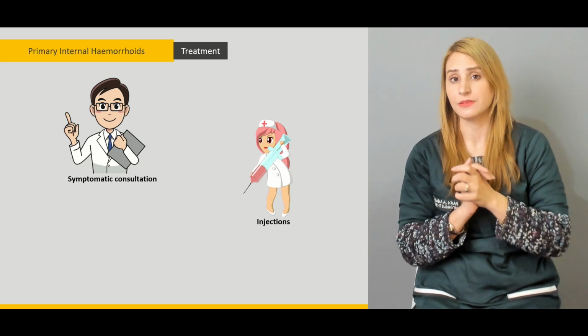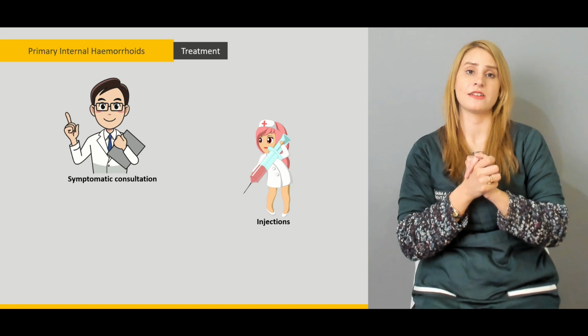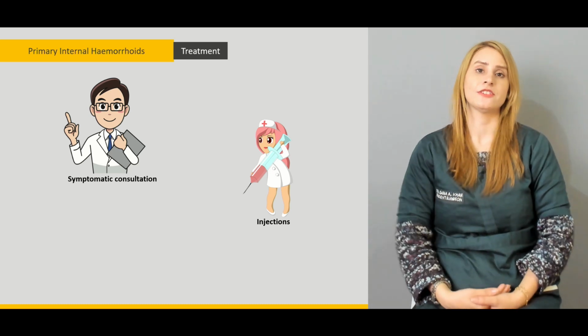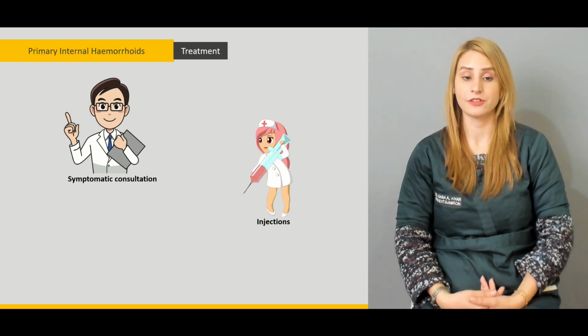You try to look for the position: 3, 7, 11 o'clock position. These are the normal positions of the internal hemorrhoids, or anal cushions.